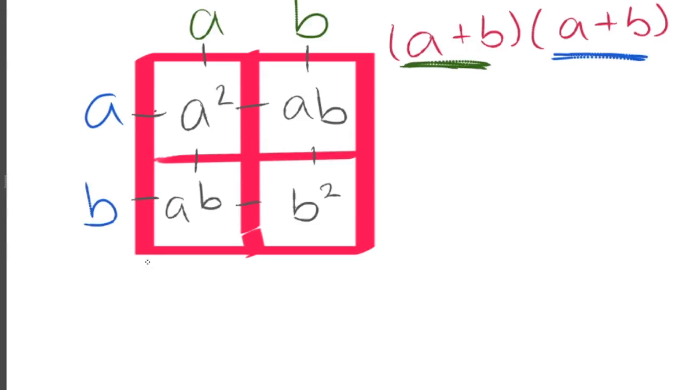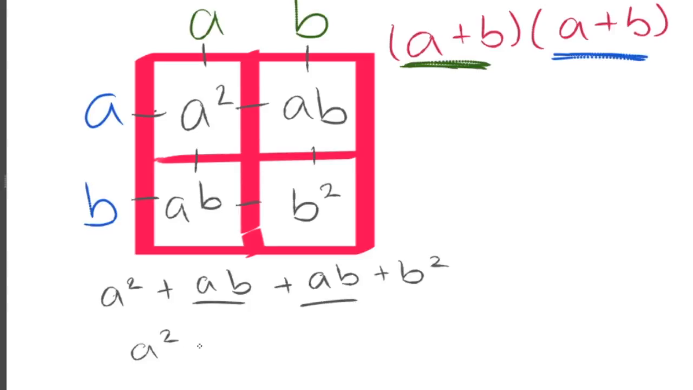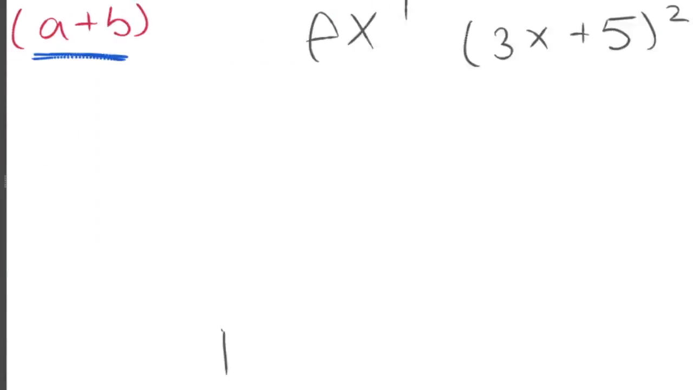So now that we have all of this solved out, all we have to do is write out all of them together. So we have a squared, adding them all together, plus ab plus ab plus b squared. So now we combine like terms, which is these two right here. So we'll get a squared plus 2ab plus b squared. And that's our answer. So let's try it out on an example over here.